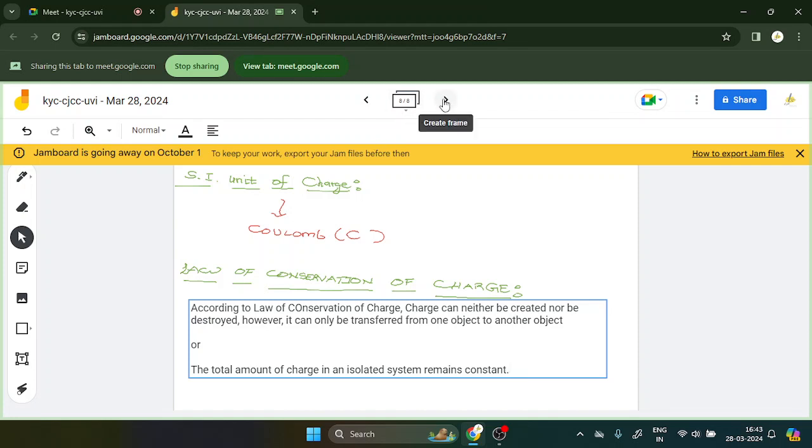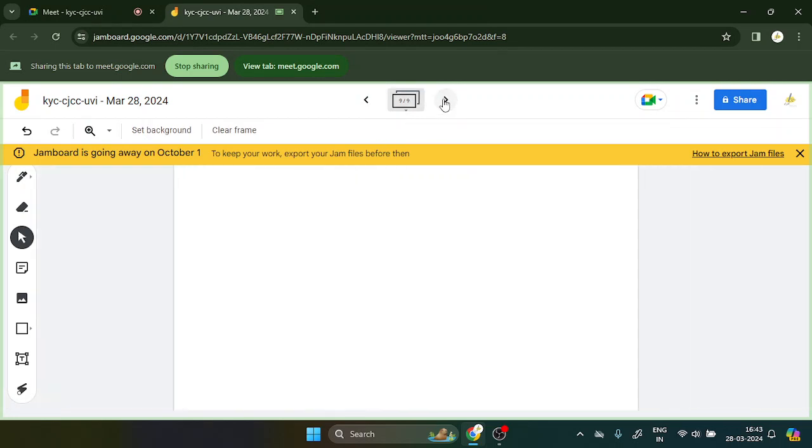Now we have discussed the SI unit of charge, and we have discussed the law of conservation of charge. Now let's talk about the quantization of electric charge. These come under the properties of the charges, or you can also say characteristics of the charge. If someone asks you what are the characteristics of the charge, tell them that charge always remains conserved. It can neither be created nor be destroyed. Next is the quantization of electric charge. Electric charge is quantized. What do I mean by this?